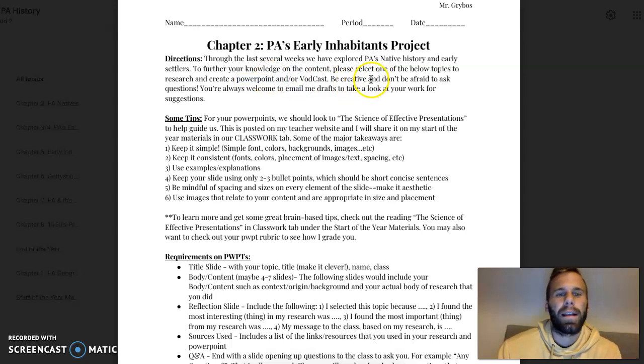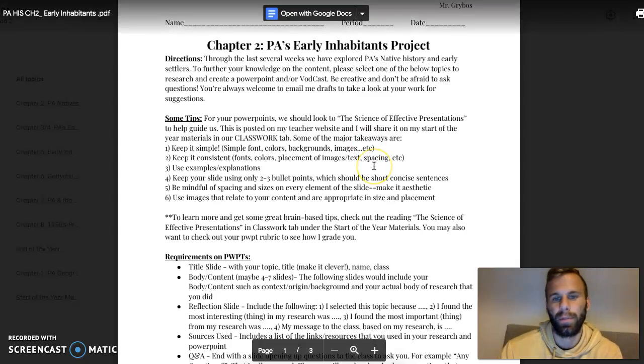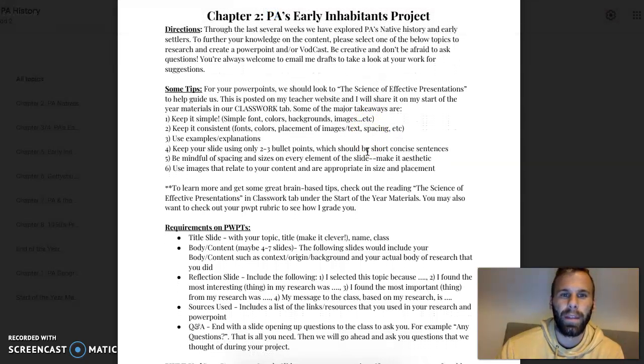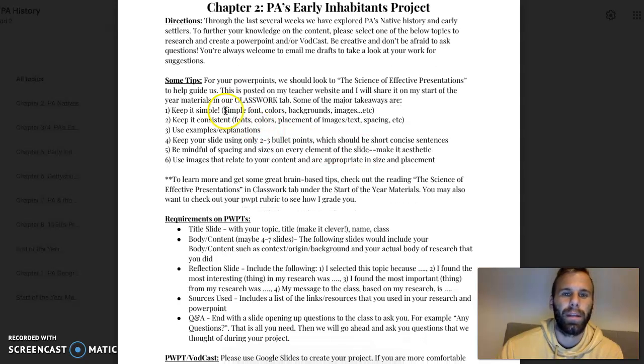Be creative. Don't be afraid to ask questions. You're always welcome to email me your drafts of any of your work. And that would be great. Even the sources that you use, like if you want to email me constantly, be like, hey, are these websites okay? Are these sources okay? That'd be awesome. I would like to think I'm pretty quick at getting back to you guys. Maybe I'm wrong, but just let me know.